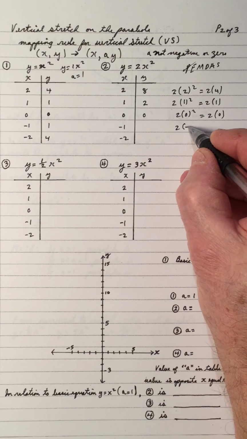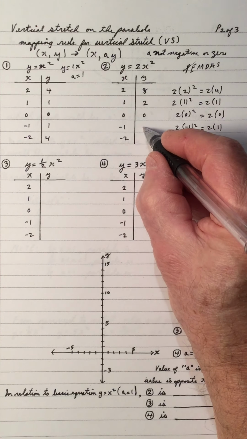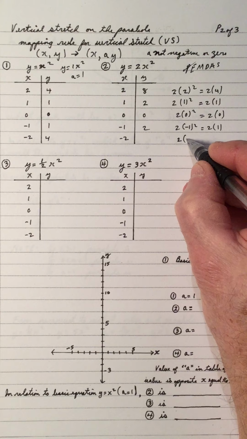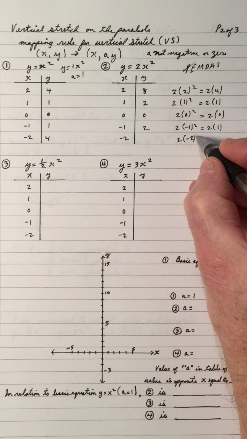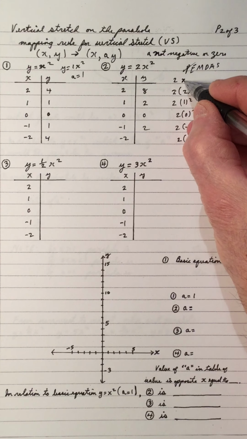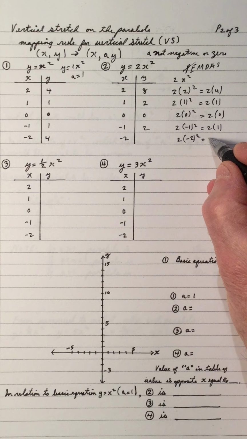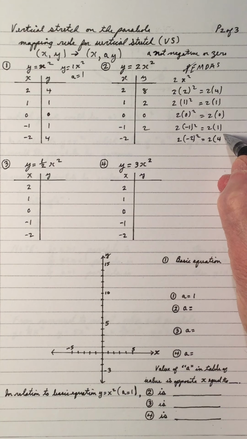And then we go negative 1 is x. So negative 1 squared is 1. So we get a 2. And now x is negative 2. Again, notice this is 2x squared. We're putting the values in the place of x and then working it out. So we get an 8.